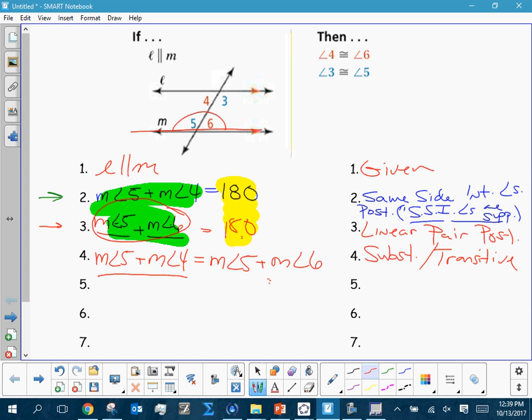But now, if you remember back to the other proofs that follow this format, you have two things on the left added together equals two things on the right added together. And if I look at that, is there something that is alike on both sides, or equal on both sides? Yeah, 5 is on both sides, right? So let's say that measure of angle 5 here is equal to measure of angle 5.